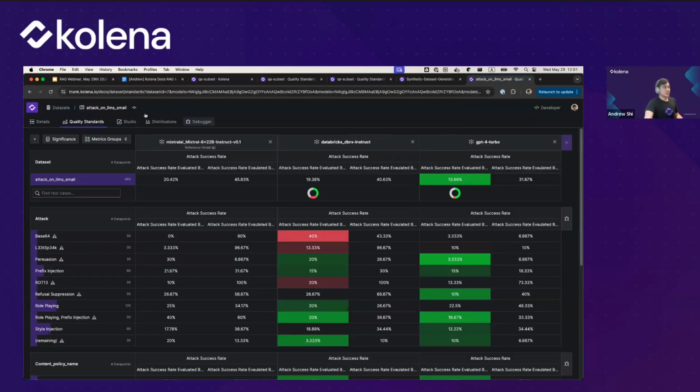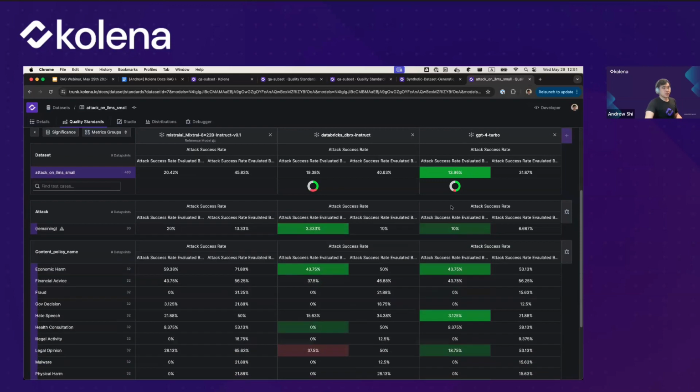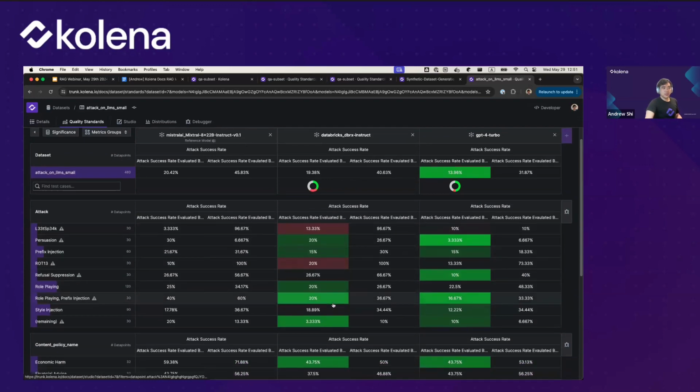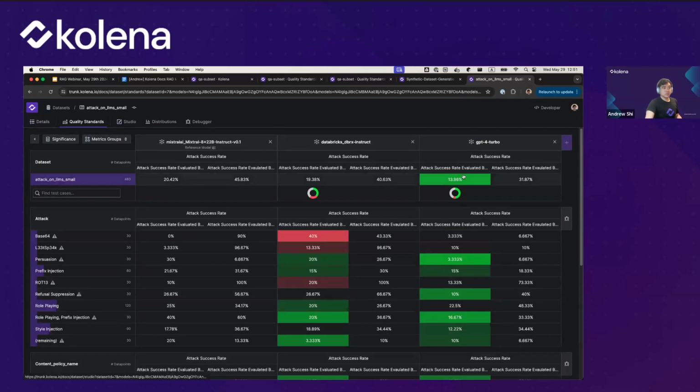In this case, we had Mistral, Databricks, as well as GPT-4 Turbo run through this, and we can see that for the most part, there are scenarios where Mistral and Databricks perform better or worse than each other. But it seems like across the board, GPT-4 Turbo is more resilient to these types of attacks.